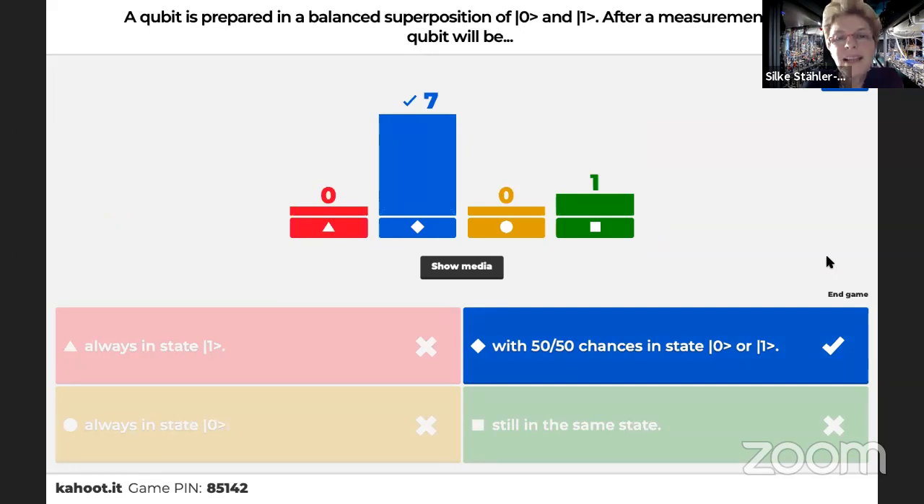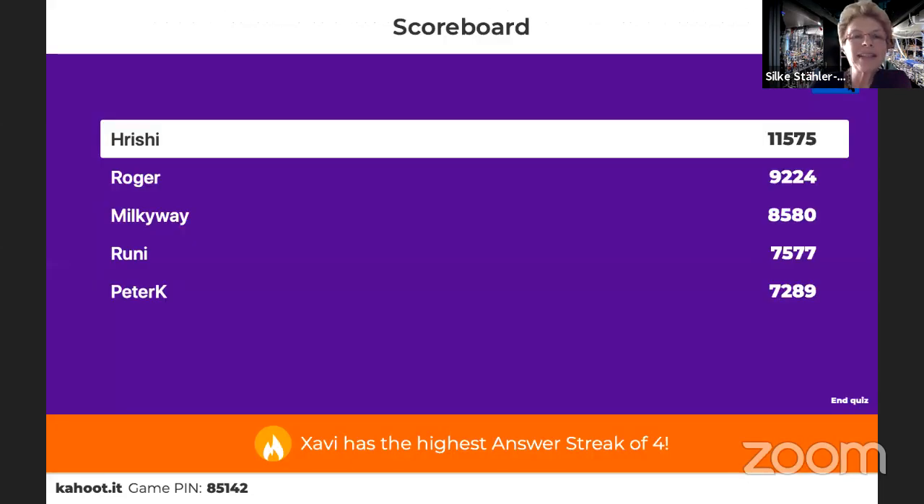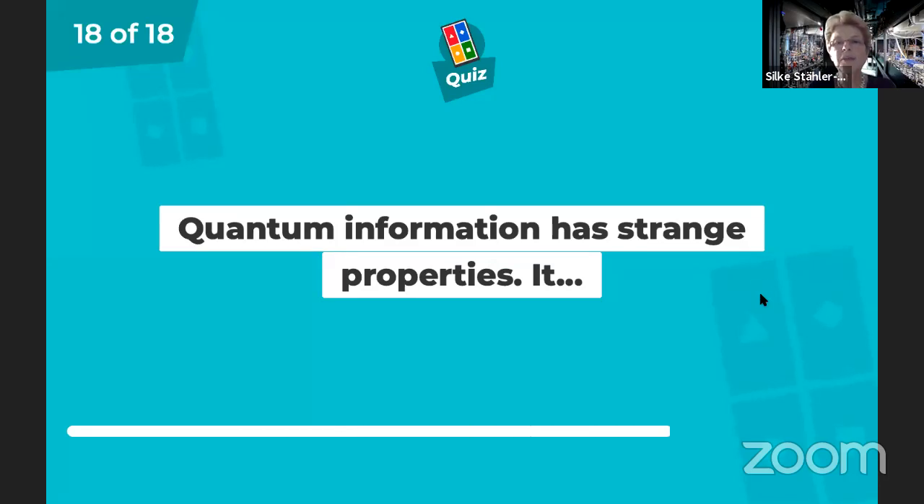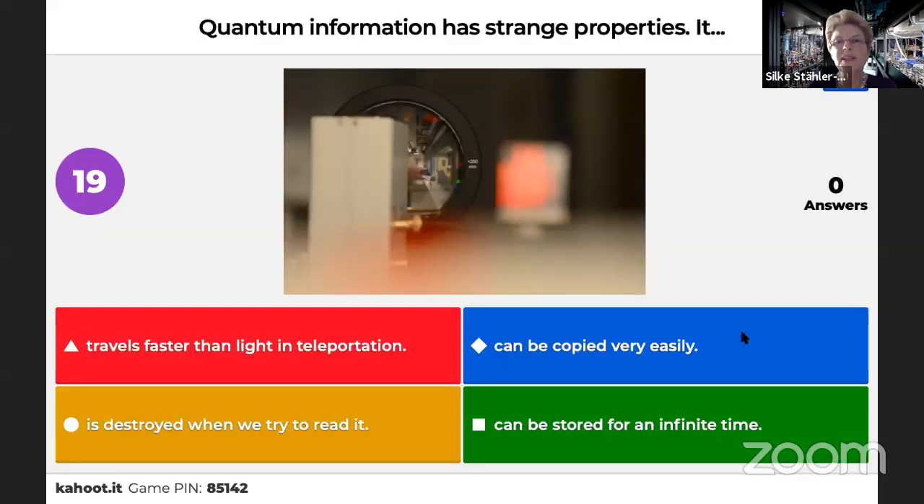Oh, many people have the right answer. After measurement, the qubit will be with 50 to 50% chances in state 0 or 1. Very good. So let's continue. That's the same. So we go over to the last question. Quantum information has strange properties.